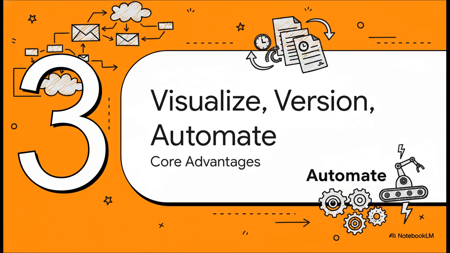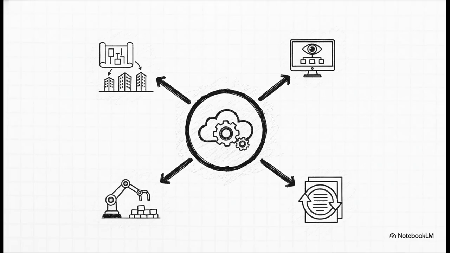The real power of Traffic Flow, when you get right down to it, comes from three main advantages. You can visualize your setup, you can version your changes, and you can automate all the tedious work. So let's break each one of those down. And these aren't just separate features sitting on a list. They actually work together to create a really powerful loop. You visualize your plan, you version it so you have a safety net, and then you automate the deployment. Let's see what that actually looks like in practice.